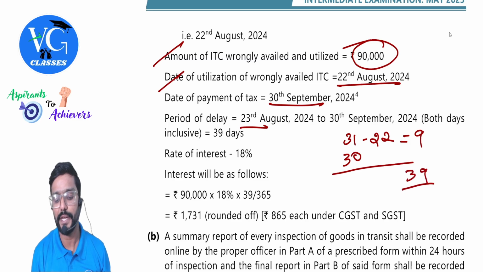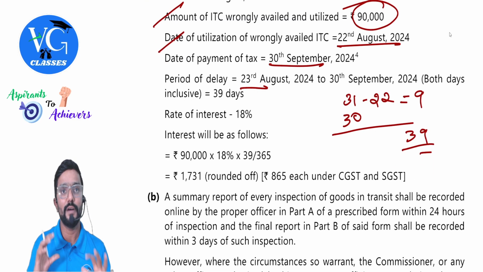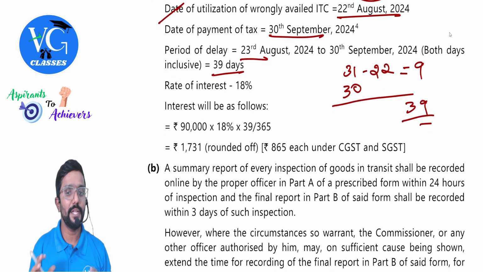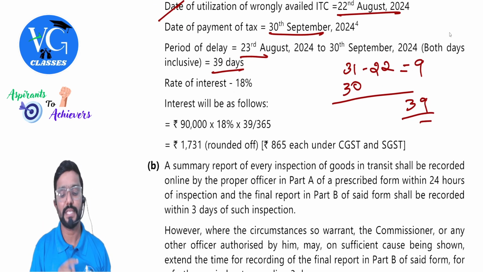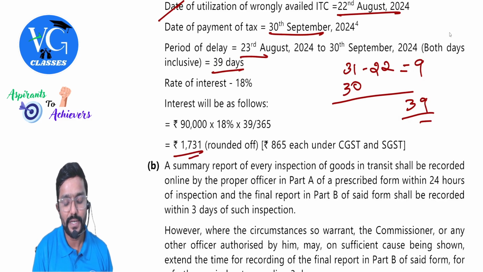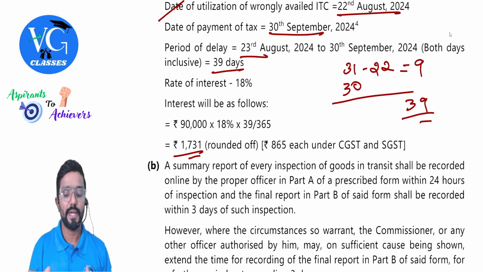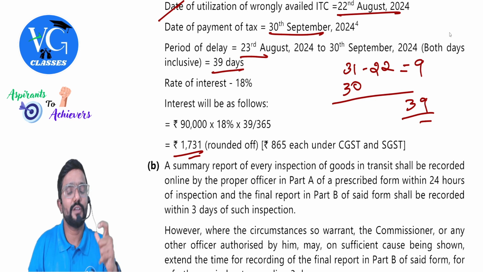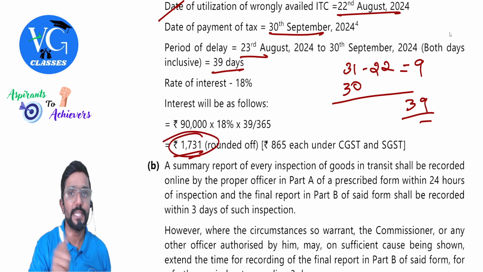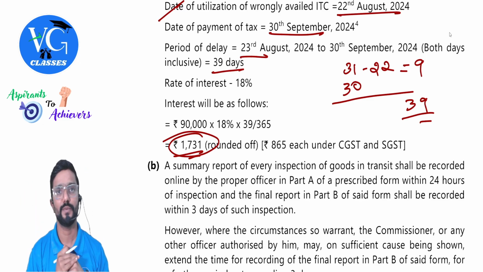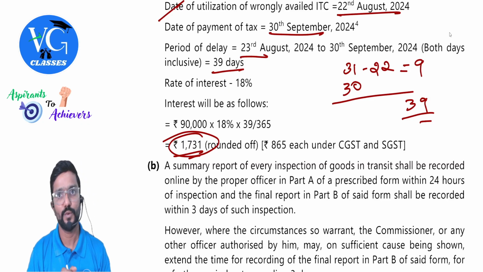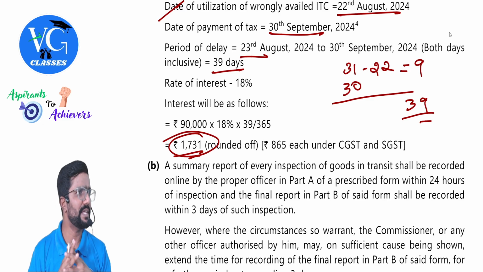So interest at 18% for 39 days comes to 90,000 into 18% into 39 by 365, which comes to 1,731. In that, 865 CGST, 865 SGST. And if you want, you can also write that this has to be paid through the electronic cash ledger, because for paying interest you cannot use the credit ledger balance. That extra one line you can keep. Hope you got it.